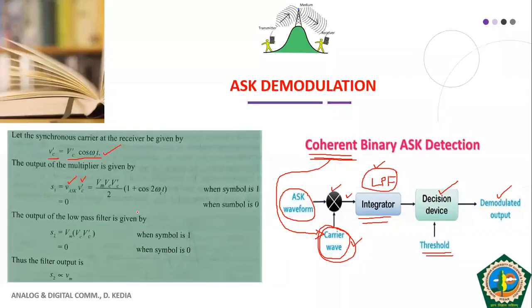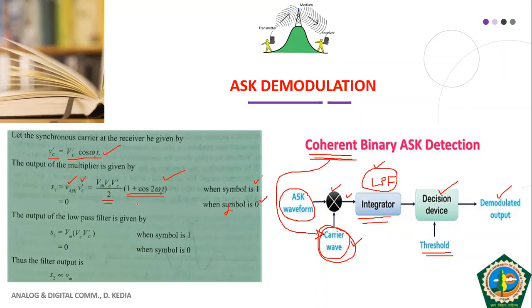And we know that cosine square omega ct is nothing but equal to (1 plus cos 2 omega ct) by 2. So if I do that, I get this expression when my symbol is 1. And in ASK, we already know that we have output as off when my symbol is 0. So when my symbol is 1, S1 equals Vm Vc Vc dash by 2 into 1 plus cosine of 2 omega Ct.